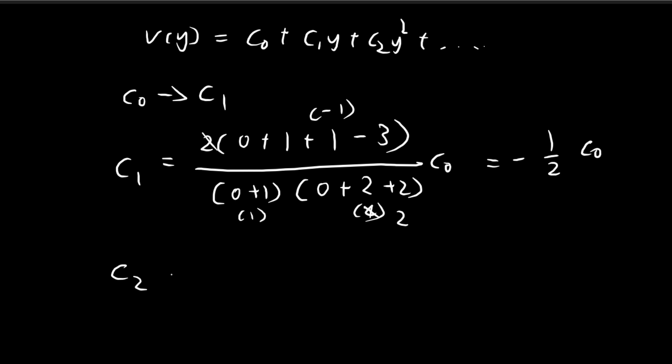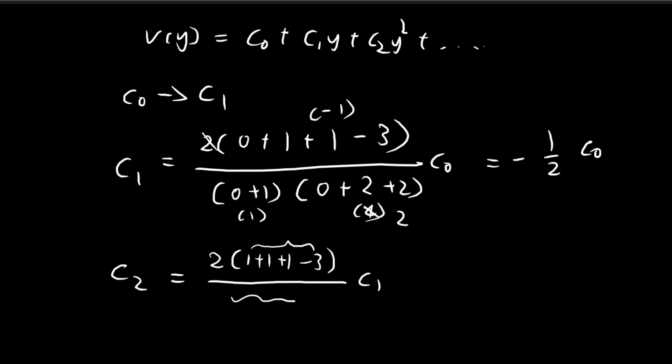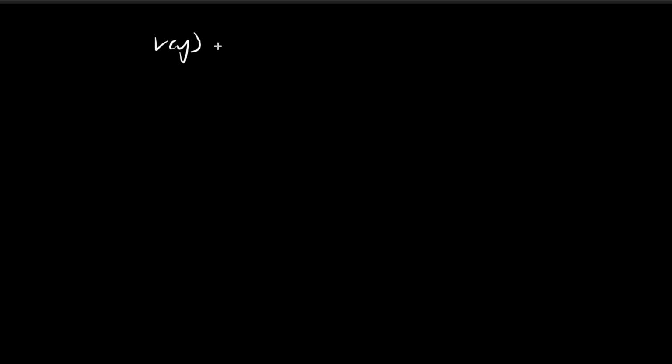And then we repeat this process again for c2. So using c1, we can now derive c2, and you will see that c2 will actually be equal to 0. So we have j plus l plus 1. Now j is equal to 1, so 1 plus 1 plus 1 minus 3, and obviously the numerator is equal to 0. So once again, we don't need to worry about the denominator. This is just equal to 0. So v of y terminates after c1. So v of y is just going to be equal to c0 plus c1 y, and the rest of the terms are all equal to 0.